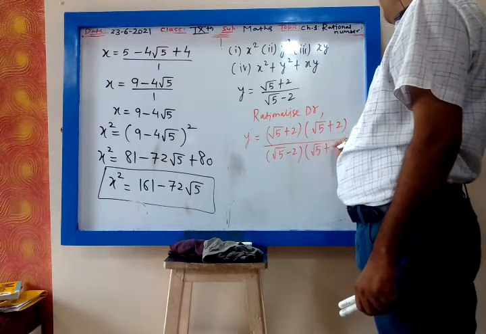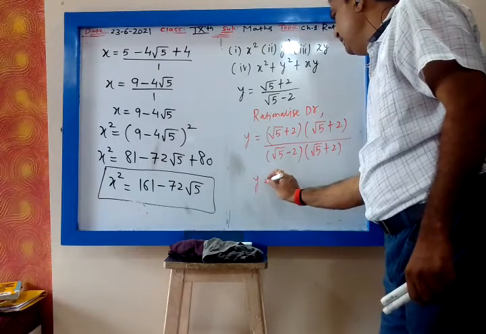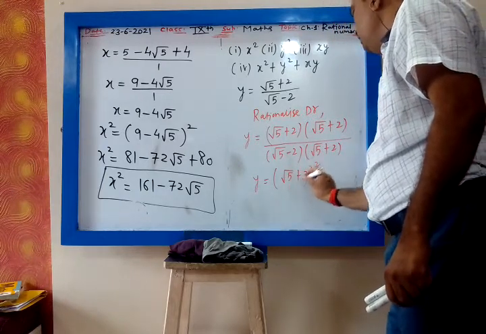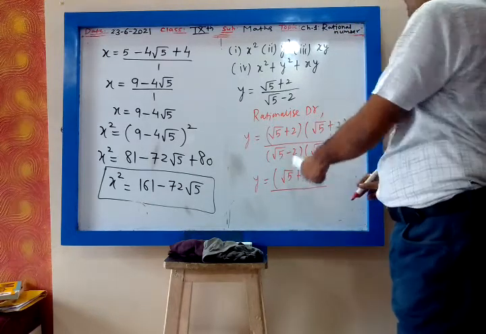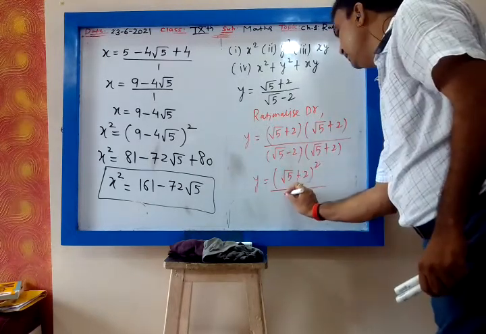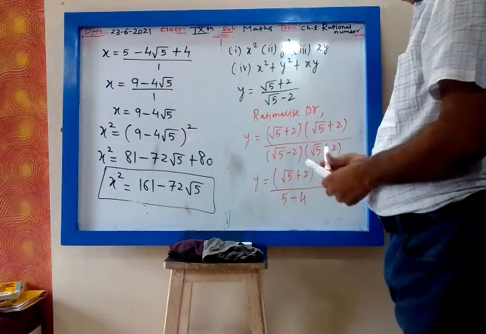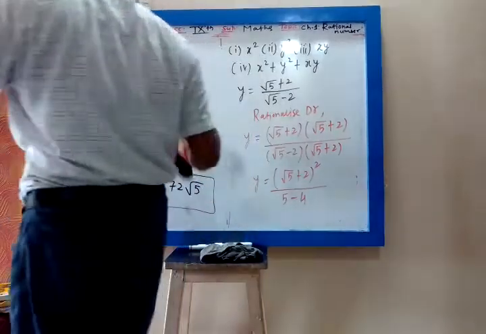Now I will write a few steps directly. So y will be root 5 plus 2 whole square upon a plus b into a minus b, which is a square minus b square. Root 5 square is 5, 2 square is 4. We write directly 5 minus 4.